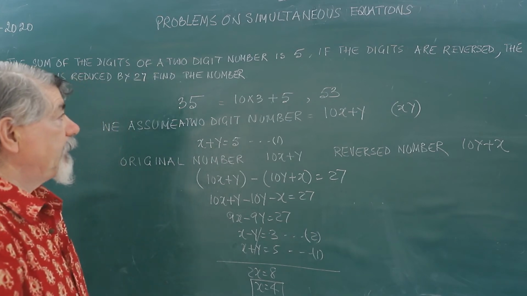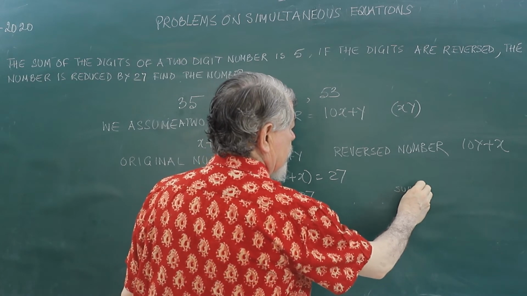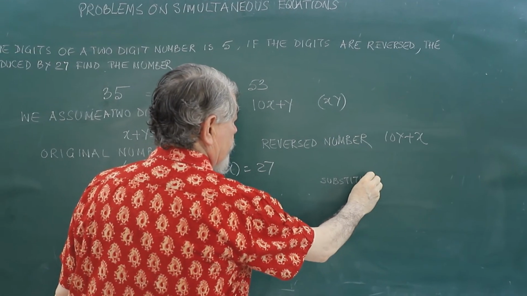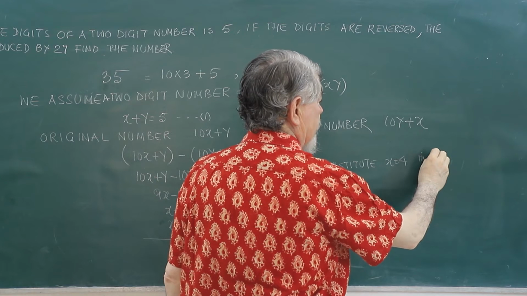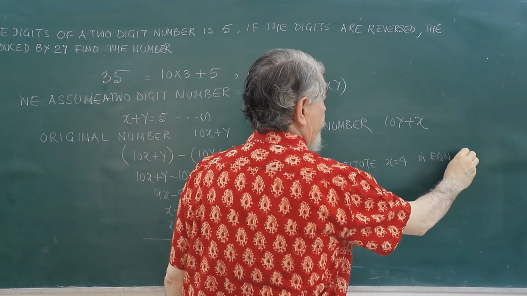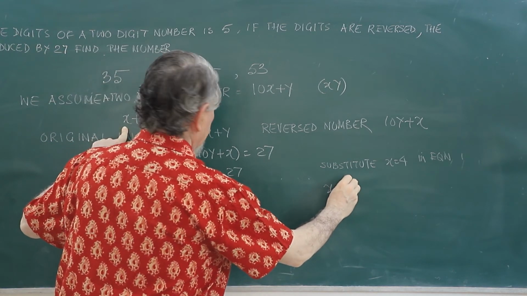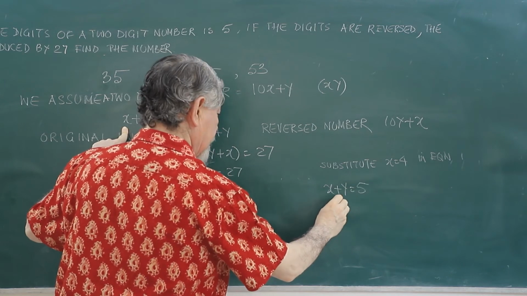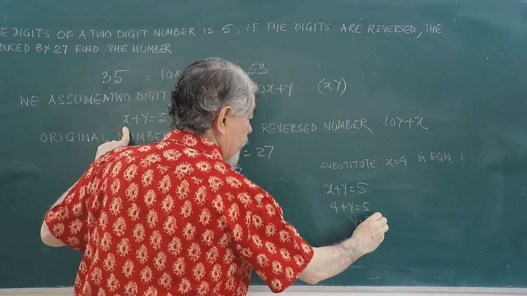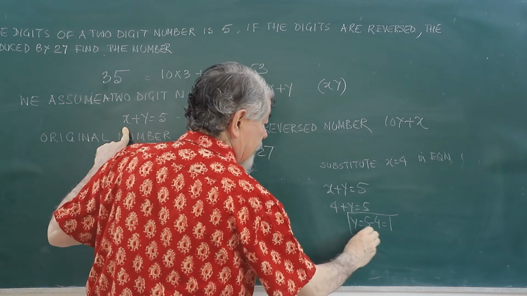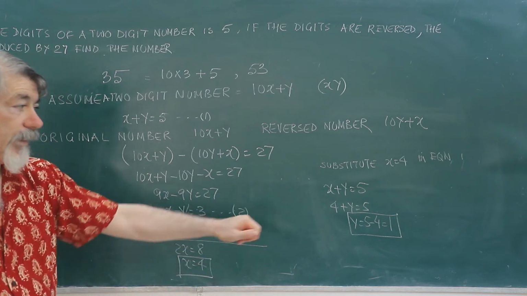Substitute x is equal to 4 in equation 1. What is equation 1? Equation 1 was x plus y is equal to 5. So 4 plus y is equal to 5, so y will be 5 minus 4, that is 1. So x is 4 and y is 1. I have got the value of x as 4 and y is equal to 1.